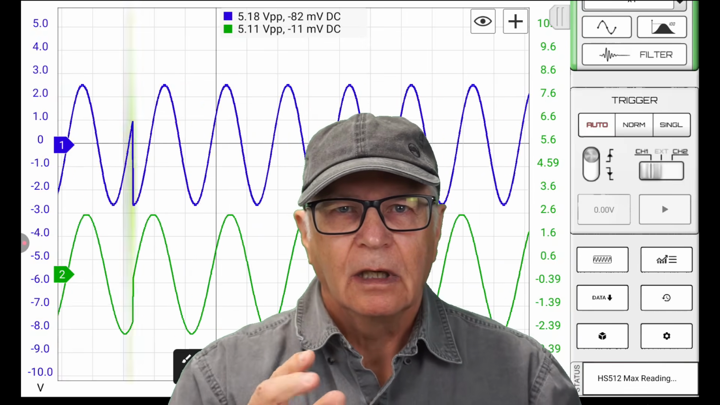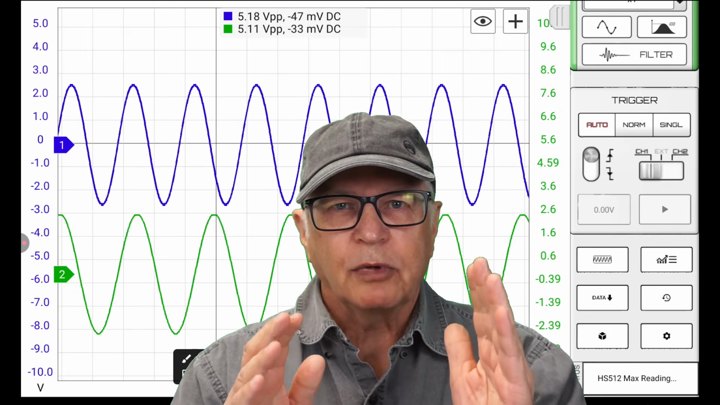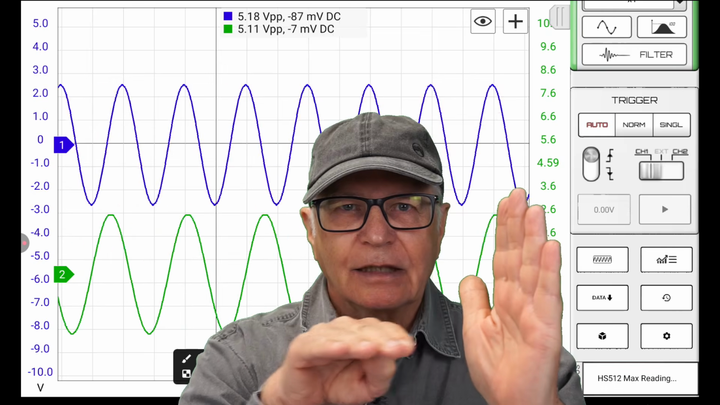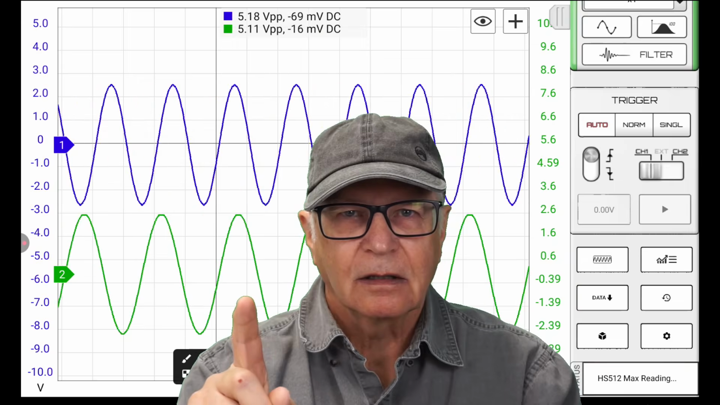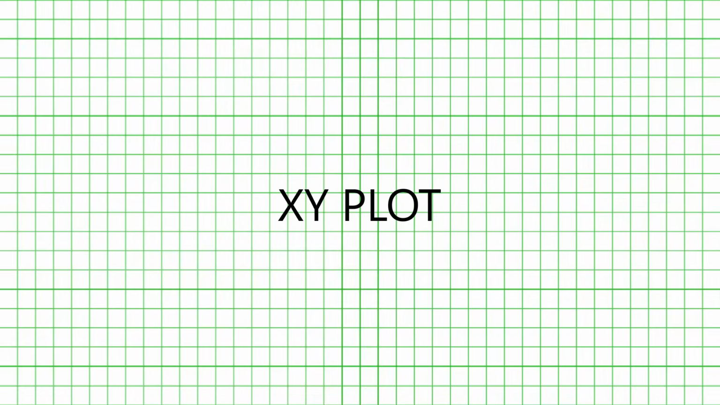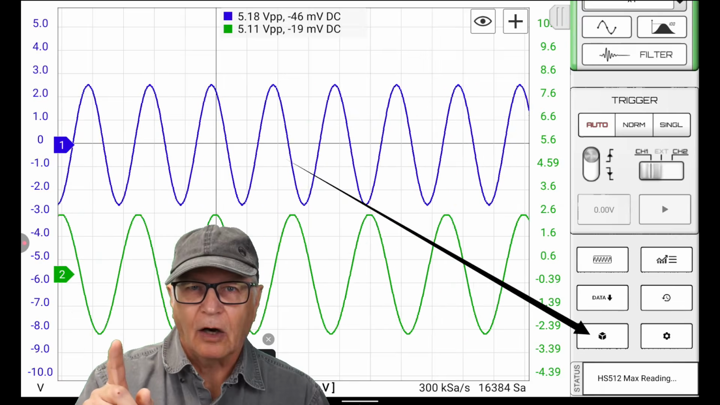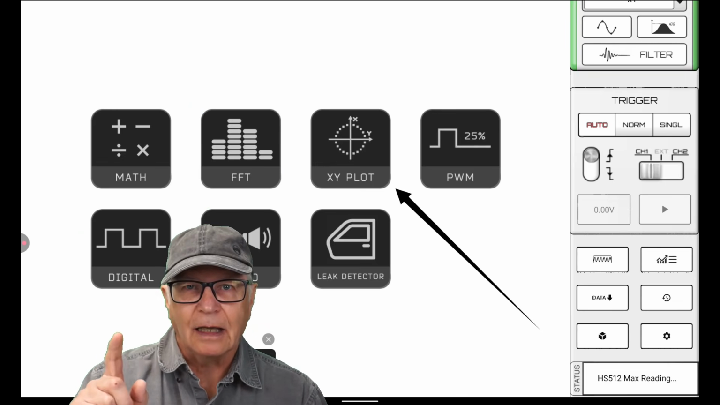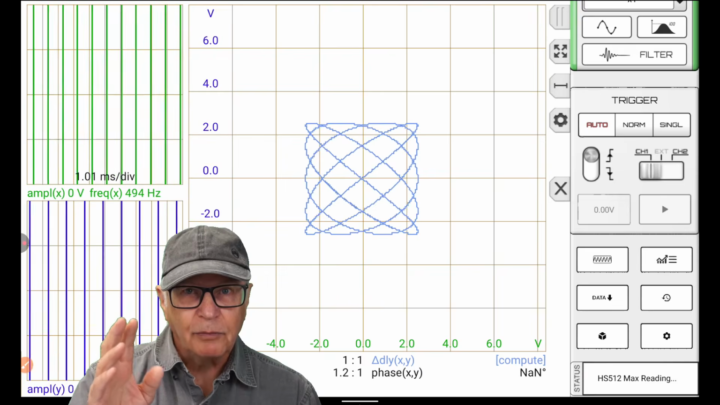What if we took a look at those two channels with one plotted against the other, with channel 1 on the vertical scale plotted against channel 2 on the horizontal scale? Can you imagine the mess? So we're going to go there. Again, through that module icon here. And this time choosing the HScope XY plot module. And as imagined, it is a mess, but a beautiful mess.